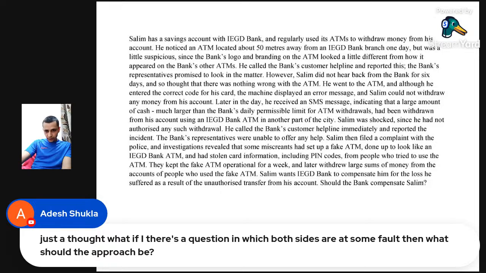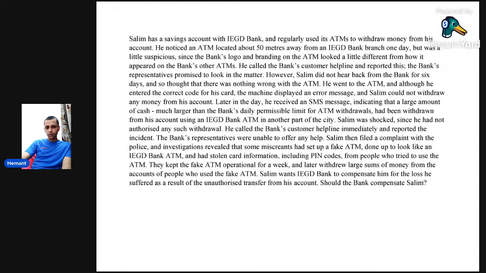Just a thought: what if there is a question in which both sides are at some fault? Then what should the approach be? In almost every question, both sides are at fault, if you realize that. You'll barely get a question in which neither of the two sides looks like it's at fault. I think last year in the paper itself, there were problems where both sides had some fault. In that situation, it's usually to see which side is at the least fault, or if the problem is giving some facts which you think are most suited to one side, then just quickly pick up that side.